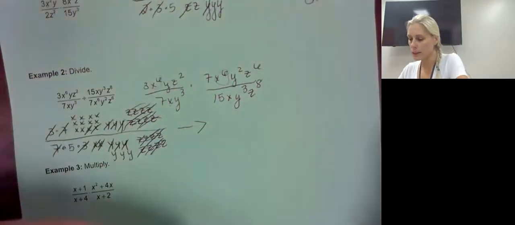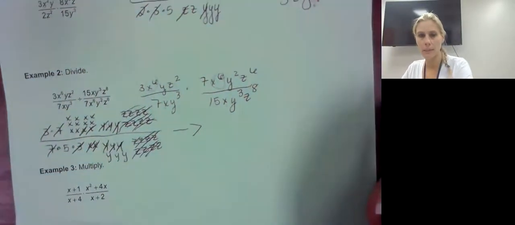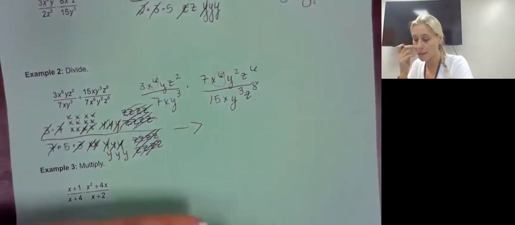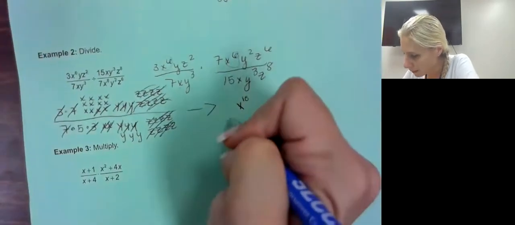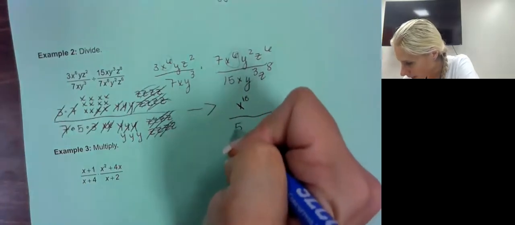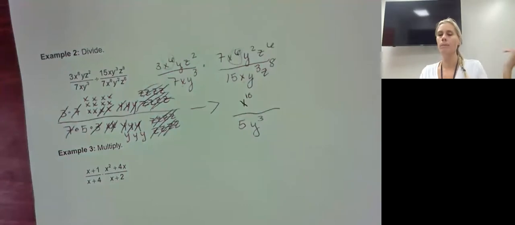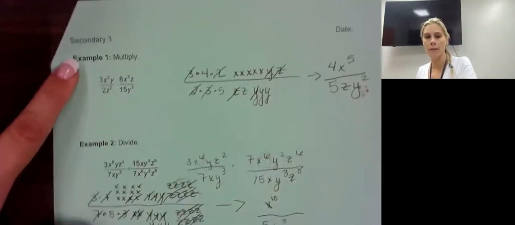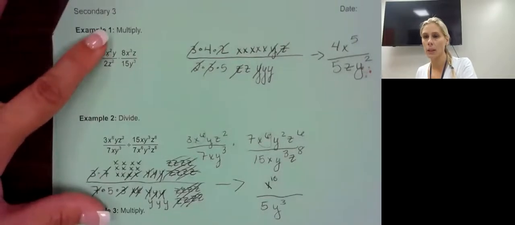Okay, let's look at the top. I'm covering this because sometimes people misplace that 5. So on top, we get 10 x's, so x to the 10th, and nothing else. And on the bottom, we have the 5, and then we have 3 y's and no z's, and we're done. Perfect. So be careful, because this is where you expand and cross off.